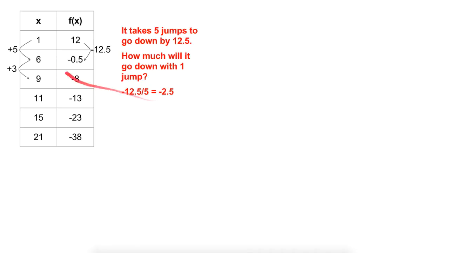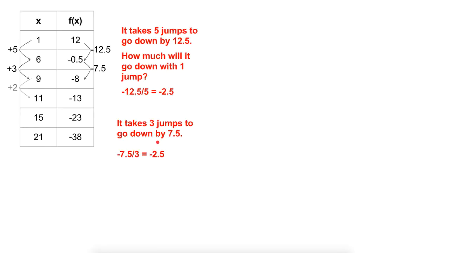We could look at the next one. From 6 to 9, we're going up by 3. And when we went up by 3, our f of x values go down by 7.5. So it takes 3 jumps to go down by 7.5. Negative 7.5 divided by 3 is also negative 2.5. It's the same growth. So it seems like this is a linear relationship because the growth appears to be constant.